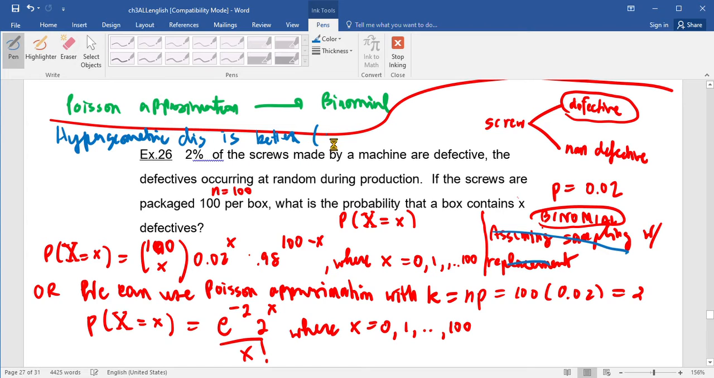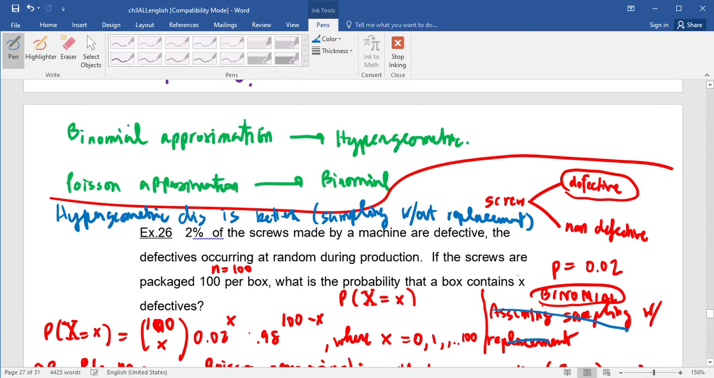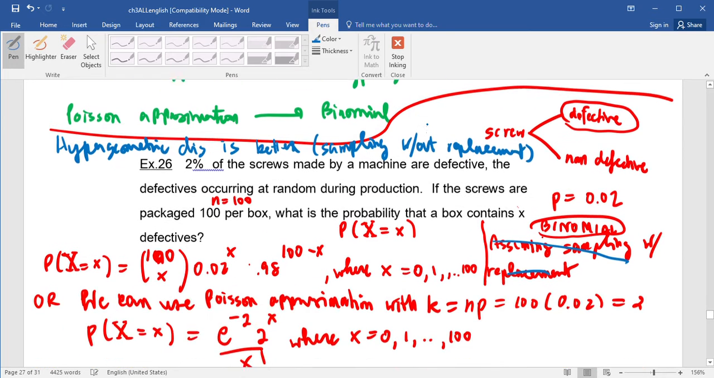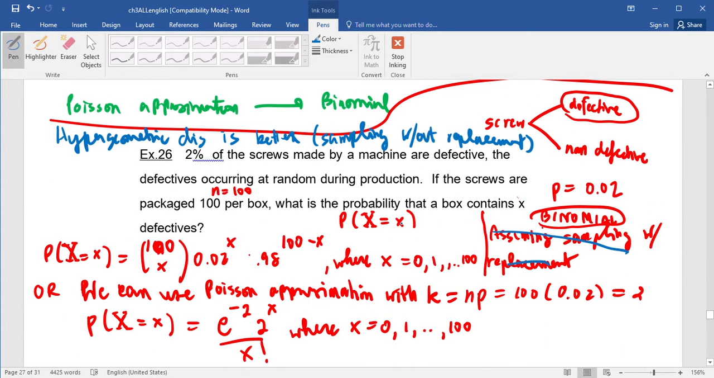Because we assume that when we inspect a product, we do sampling without replacement. But anyway, even though you know that this is a hypergeometric distribution, you can use binomial approximation to get the answer to hypergeometric. So now let's say we use binomial approximation. And this is binomial approximation.